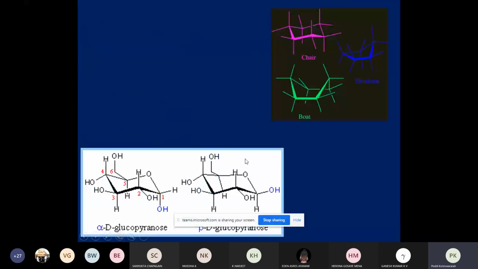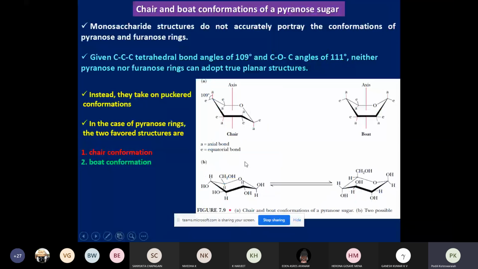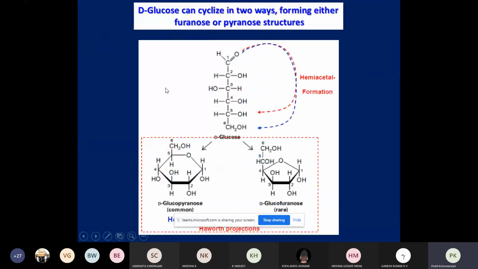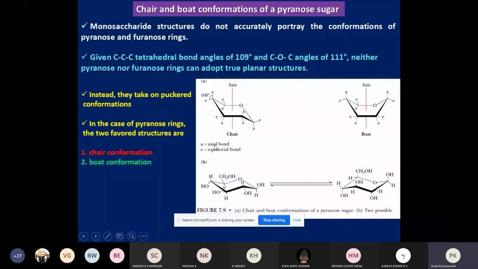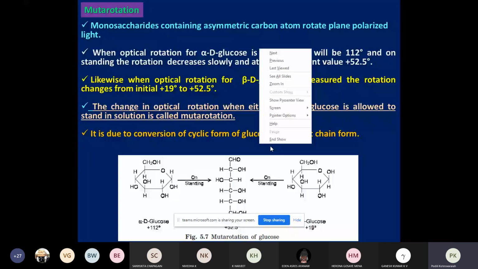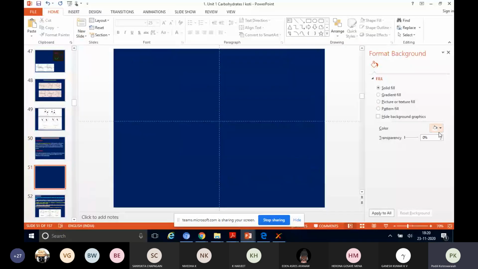So the sugars in aqueous solution mainly exist in the chair conformation, because the chair conformation is more stable than the boat conformation. The Fischer projection and Haworth projection are only to understand the stereochemistry and the cyclization, but actually the sugars exist in their chair conformation. Now if you want to draw from Fischer to Haworth to the chair conformation, you need to understand the following.